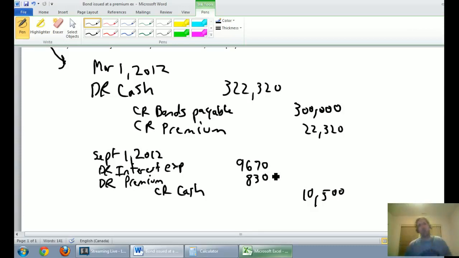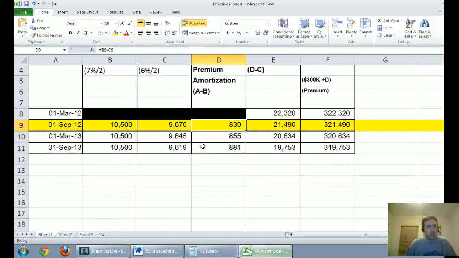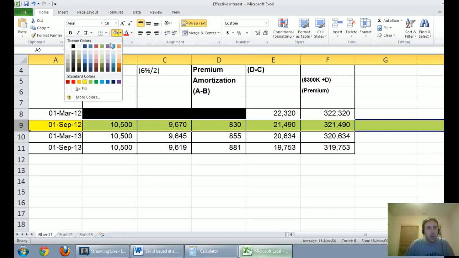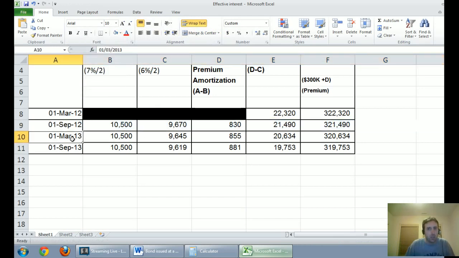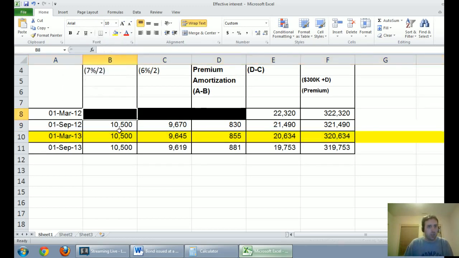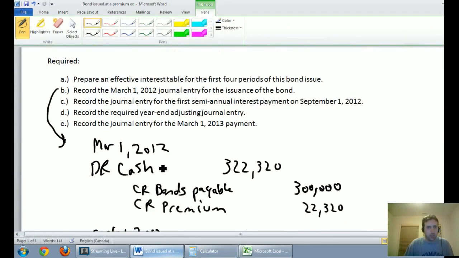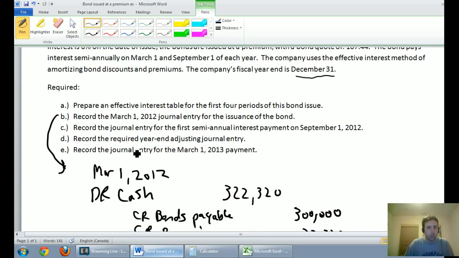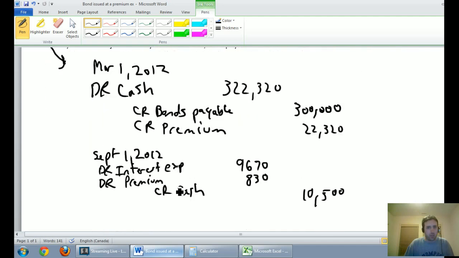The next entry is the one that is the tricky one, and maybe your instructor's not as mean as me. I make my students always do these in-between periods, which are a big pain in the neck, but I think they're good to learn. So let's deal with this weird in-between period. March 1st, 2013 is the next date on our chart. However, you can see the question asks us to do the journal entry for the year end, which was December 31st. The company's fiscal year end is December 31st. We've got to do a December 31st journal entry.